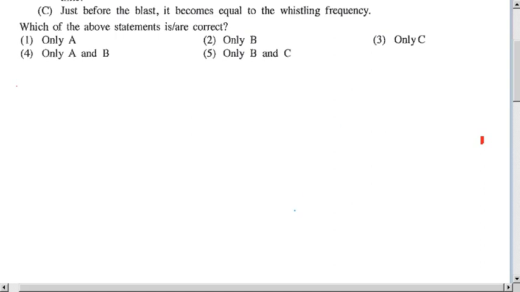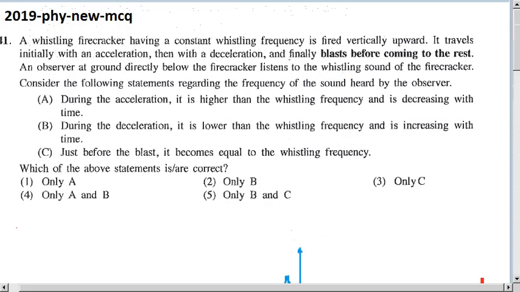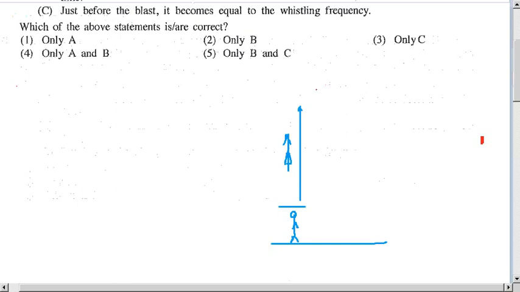Let us draw a small diagram to illustrate the story in the question. This one is the observer. Imagine that the whistling firecracker is moving upwards from here, up to some height. First it accelerates, then with deceleration, and finally it blasts before coming to rest. Before coming to rest, what happens? It blasts like this.